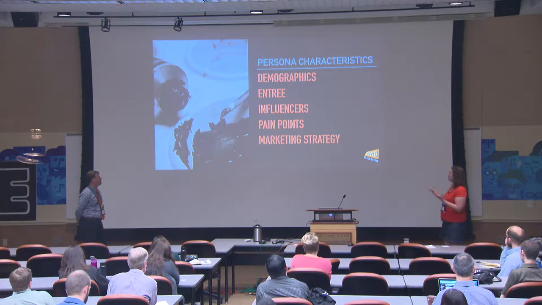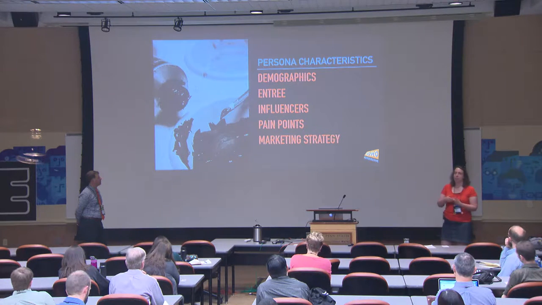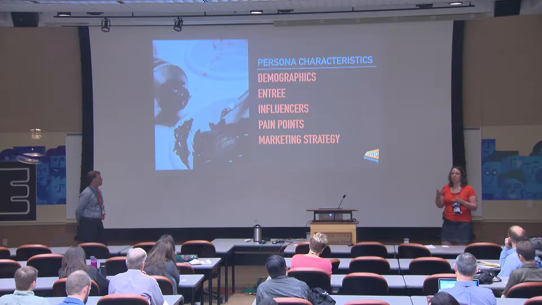So a persona has different characteristics. Obviously, there's the demographics that they have. Their entree, so how are they learning about your school? How are they learning about the organization? The influencers along the way, like we talked about, employers, family, peers, et cetera. Their pain points, what are the struggles that they're having? What are the challenges that they have along the way that we can perhaps help mitigate?